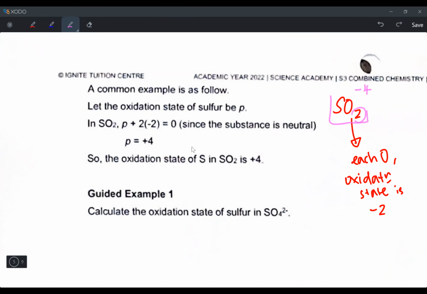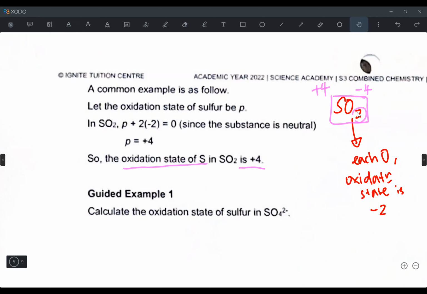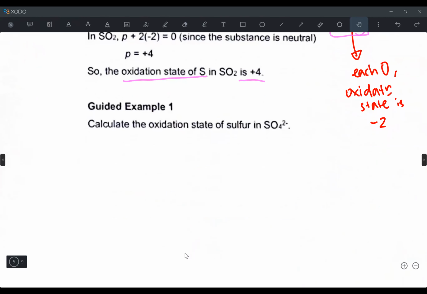Can you see the sentence here? The oxidation state of S is +4. Because this is a balanced compound, the overall oxidation state should be 0. Whenever we talk about oxidation state, we are talking about a specific element, so the oxidation state of sulfur in sulfur dioxide. Then we do guided example one together.